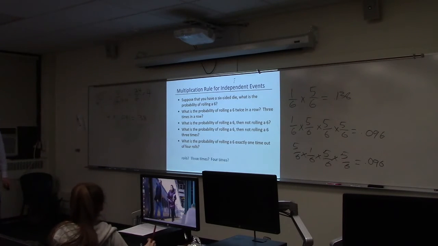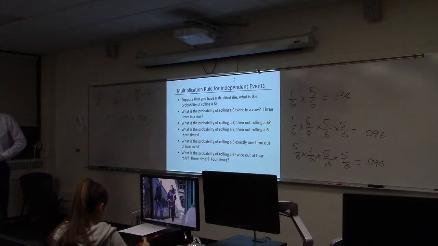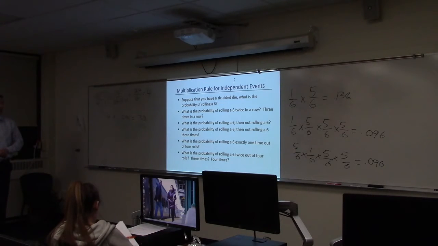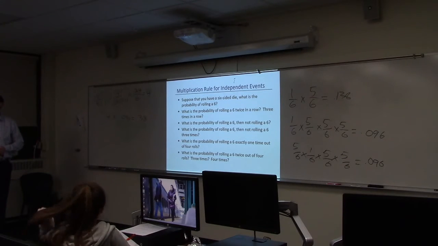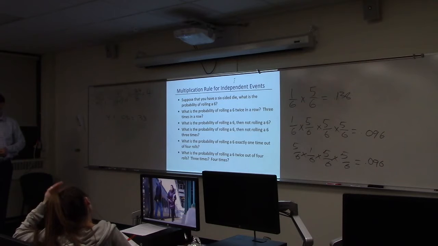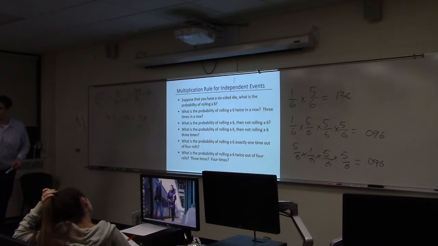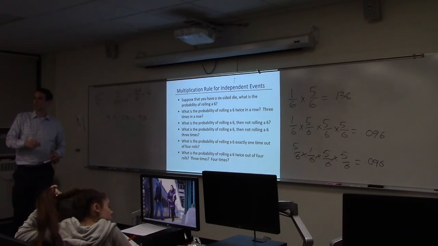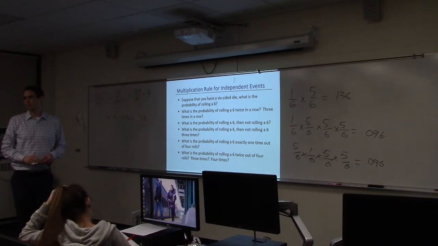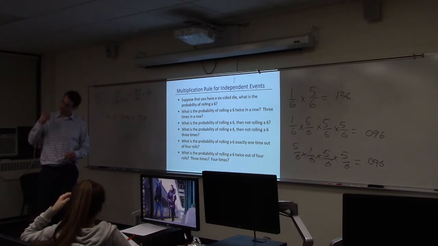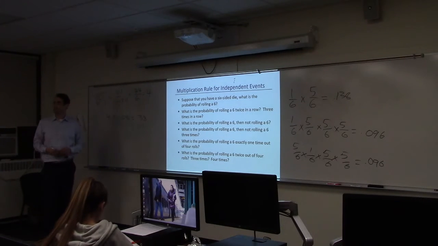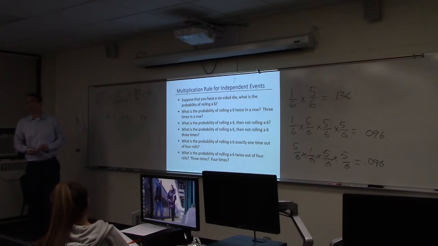All right. What is the probability of rolling a 6 twice out of 4 rolls? How are we going to calculate this problem? Twice out of 4 rolls. So I'm going to roll the die 4 times. I could get a 6 the first time, then 6 the second time, and then not a 6 the third and fourth time. So you do the same thing, but replace 1 with 2.